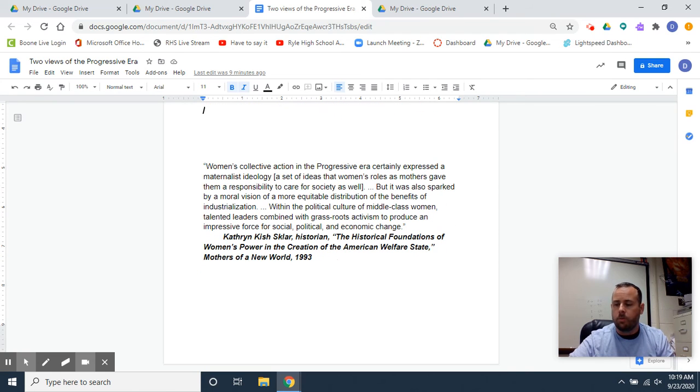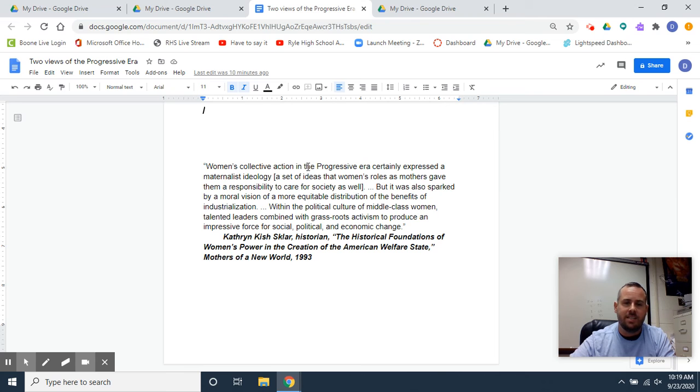Lastly, women are at the heart of this progressive movement. And even though in most states women did not have the actual vote, they did have the moral conscience. They did have the courage to stand up, the ideas to solve some of these problems. This is from a historian named Catherine Sklar.